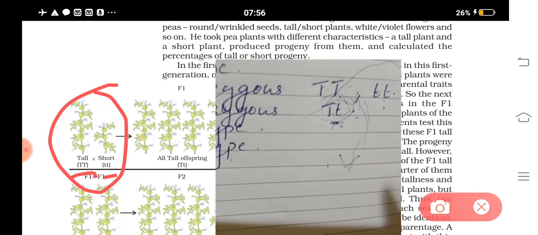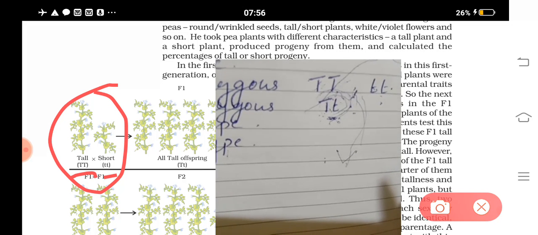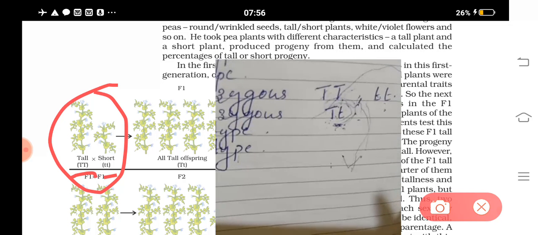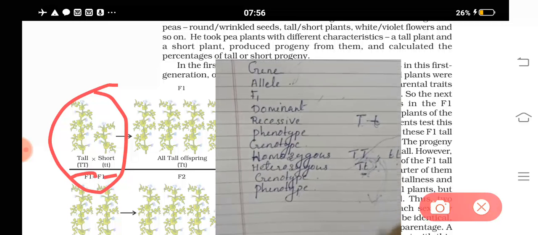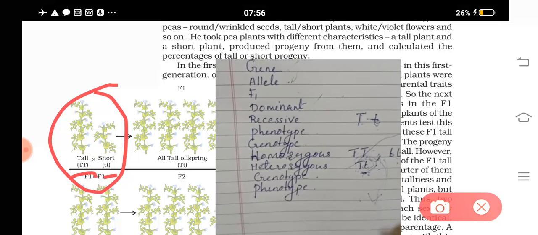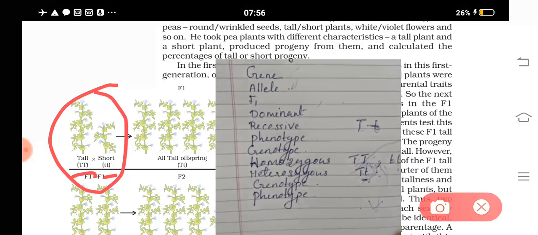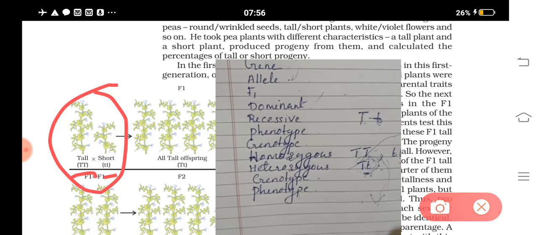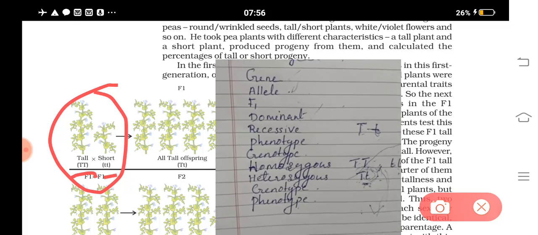So this much is the basic thing that you have to understand. Then I will teach you about monohybrid crosses in the next class. I hope all these terms are very clear. The F1 generation I will explain in the next class, when I teach you the monohybrid crosses. Please go through the textbook and try to understand all this. Okay, thank you.